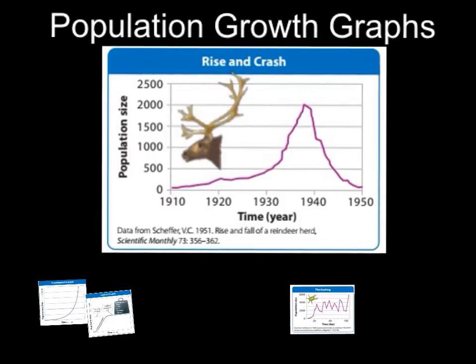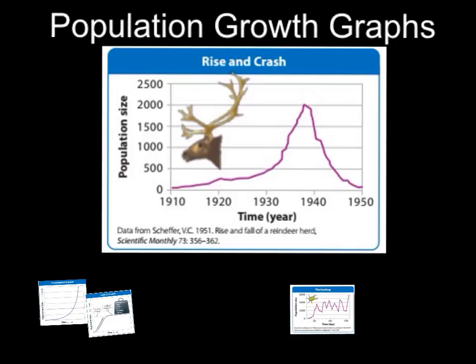Something else is referred to as the rise and crash model. So again, we've got time in years at the bottom and then population size on the left. What this is showing you for these individual, I guess they're reindeer, right? So we've got reindeer herds. The reindeer herd was at a relatively low population. Then they had this rise followed by a crash. So if you think about our logistic growth diagram and you consider, well, geez, what could cause their population to crash?